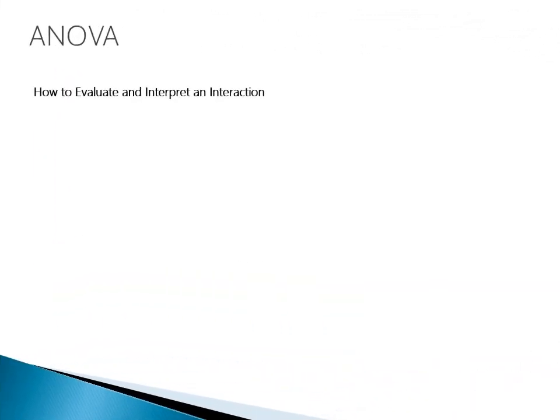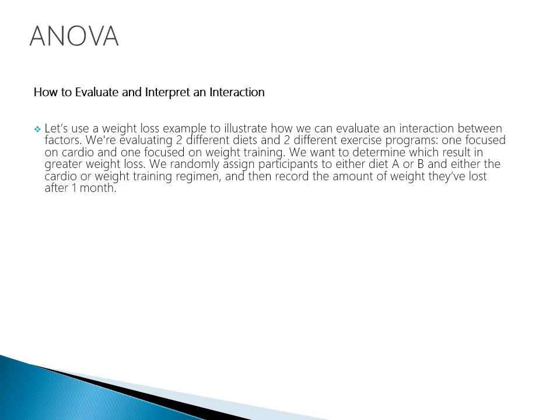Well, how do we evaluate and interpret an interaction? Let's use a weight loss example to illustrate how we can evaluate an interaction between factors. We're evaluating 2 different diets and 2 different exercise programs. One exercise program is going to focus on cardio, and another exercise program is going to focus on weight training. We want to determine which one results in a greater weight loss.